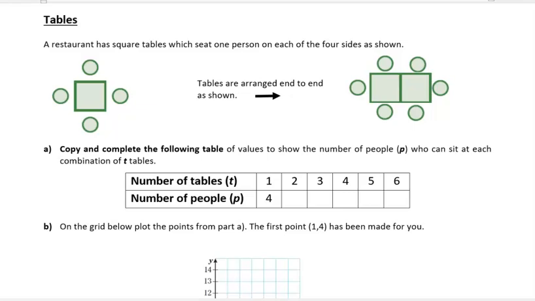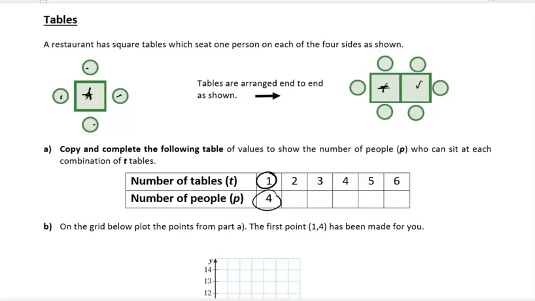Okay, I've had a few questions about this one that I'd like to give you some guidance on. What we're trying to do is, if you remember, we did some work on input and output. So if our input is one table, then our output is four people. Here we can see we've got one table and one, two, three, four chairs or people.